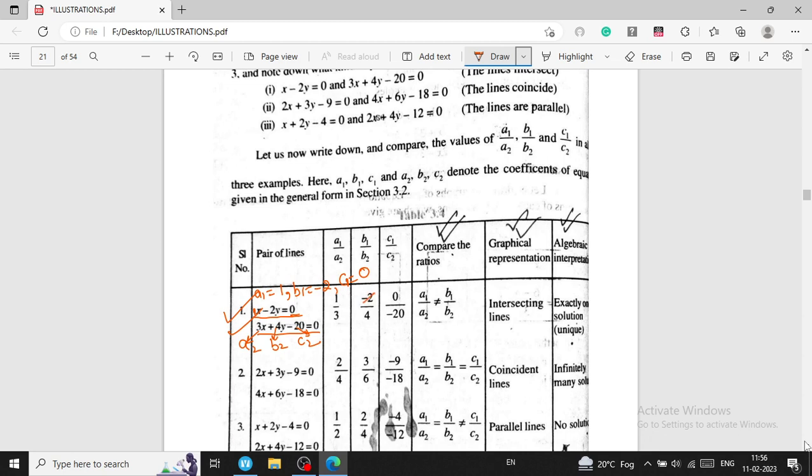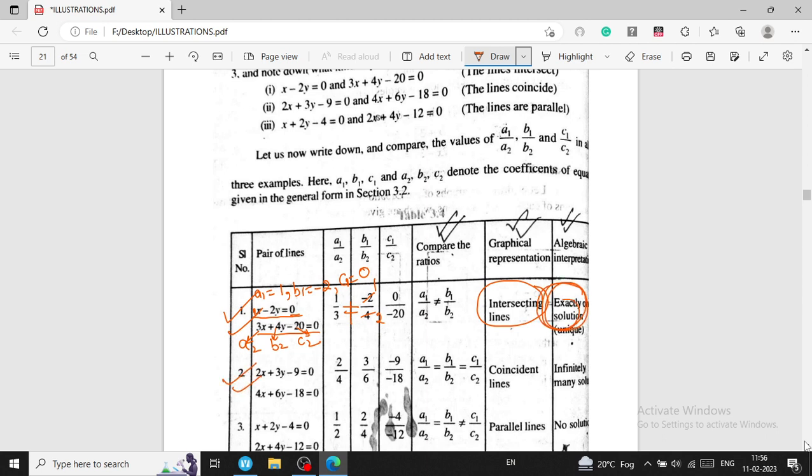When we see here, 2 over 2 is 1, 2 over 4 is 1/2, but both are not equal. When a1 over a2 is not equal to b1 over b2, then we can say these are intersecting lines, and we will get exactly one unique solution.